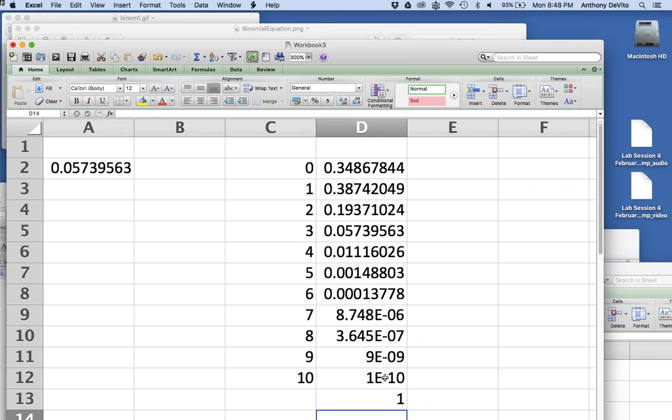Okay, so now if I ask you, what's the probability of getting exactly 2 people out of 10 that are diabetic? If I randomly sample 10. 0.193, right, exactly, 19% or 0.193. What's the probability of getting 3 people? 0.057.